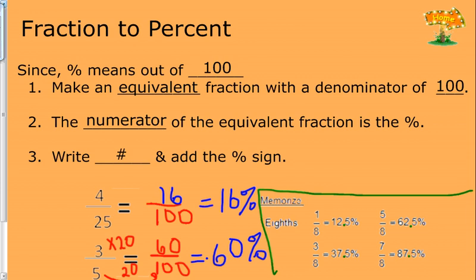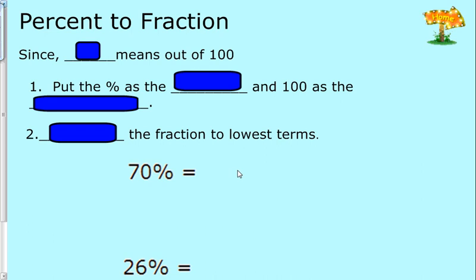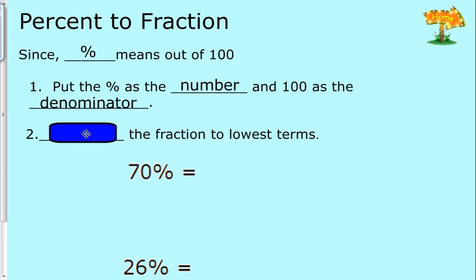Now let's take it back to the home slide and see where we're going next. We just finished with fraction to percent. Now let's look at percent to fraction. Since percent means out of 100, put the percent as a number and 100 as the denominator. Step 2, simplify the fraction to lowest terms.